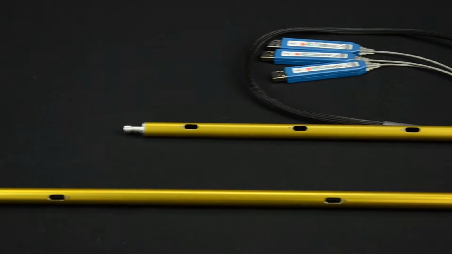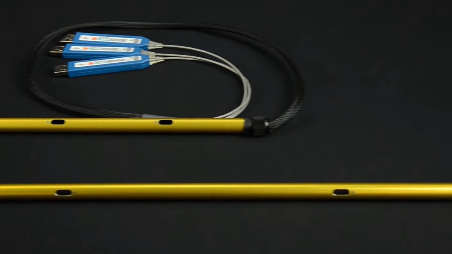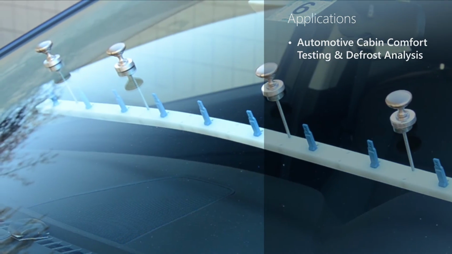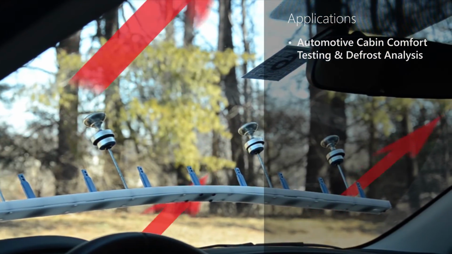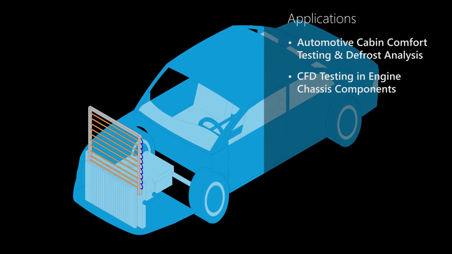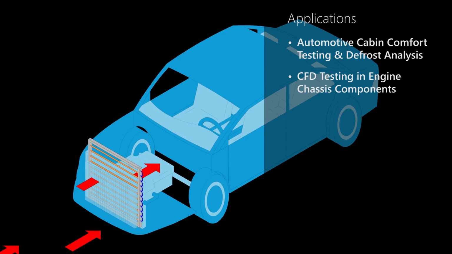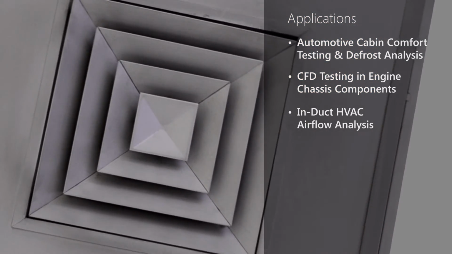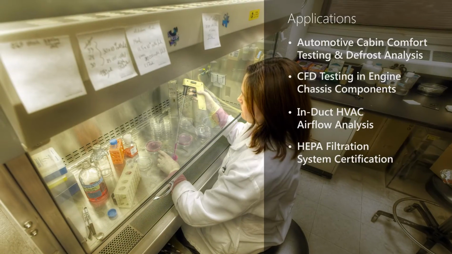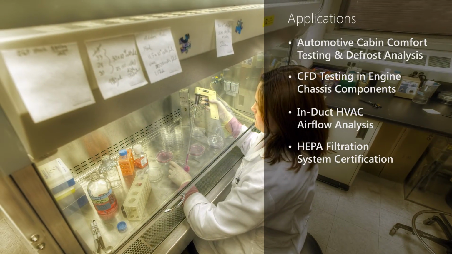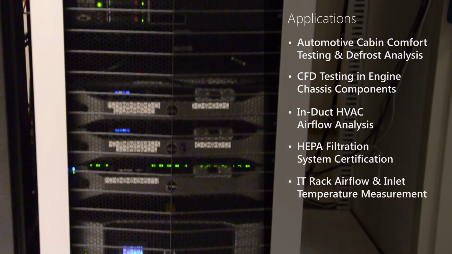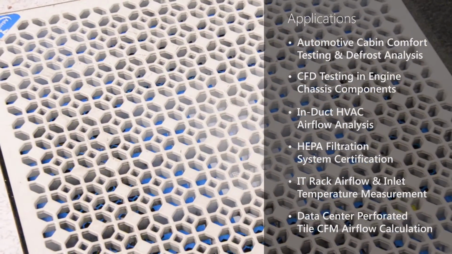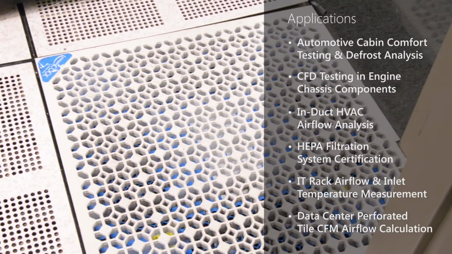This commitment to customization makes the C SPAR ideal for a wide range of applications, including automotive cabin comfort testing and defrost analysis, CFD testing in engine chassis components, in duct HVAC airflow analysis, HEPA filtration system certification, IT rack airflow and inlet temperature measurement, data center perforated tile CFM airflow calculation, and many more.